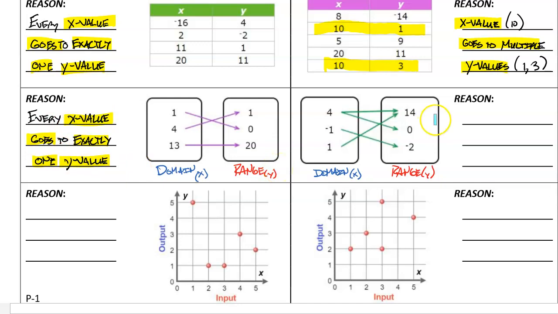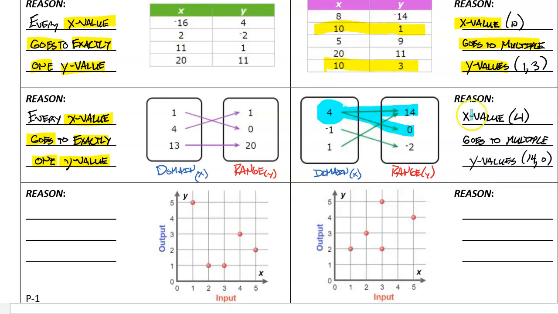Looking at the mapping diagram that is not a function, here we see that the x value of 4 goes to 2 y values. The value of 4 outputs to 14 and outputs to 0. So once again, we have an issue. We see our x value of 4 goes to multiple y values, in this case 14 and 0.